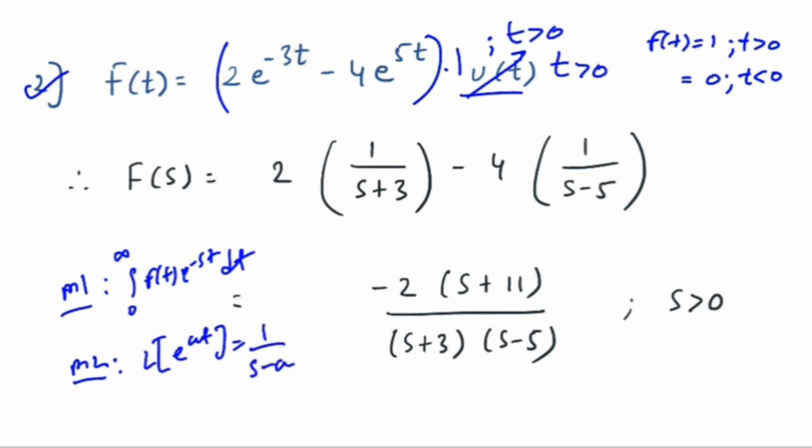The answer is 1 over s minus a. Now check what the value of a is here. The value of a here is minus 3. So plug in minus 3, and the answer would be 1 upon s plus 3. Similarly, the value of a here is 5. So plug in that value, and you will get the answer as 1 upon s minus 5.